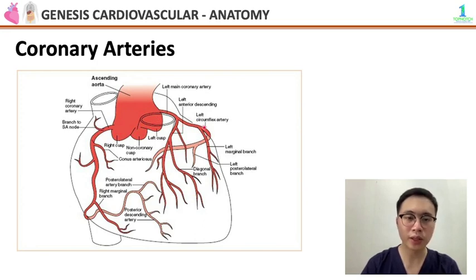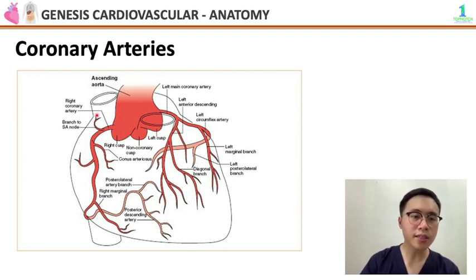Okay, and apart from the left anterior descending, you have the left circumflex artery as well. Okay, so ito, no? The one that curves posteriorly. And the left circumflex artery will give rise to the marginal branches. Okay, so ulit, LAD, diagonal. Circumflex, marginal. Okay, at tinatandaan ko na lang yung D, descending, yun yung may diagonal branches.